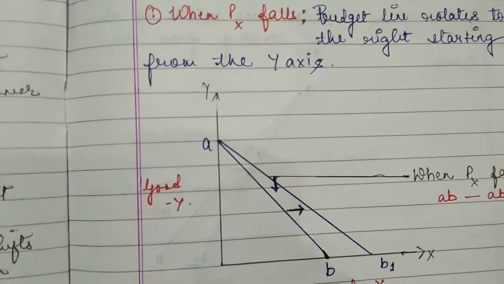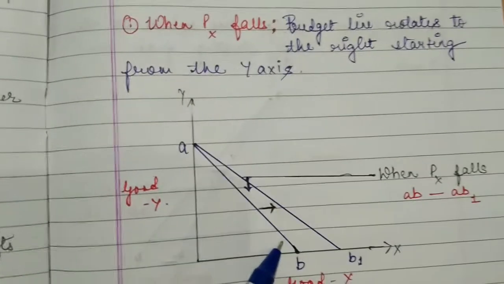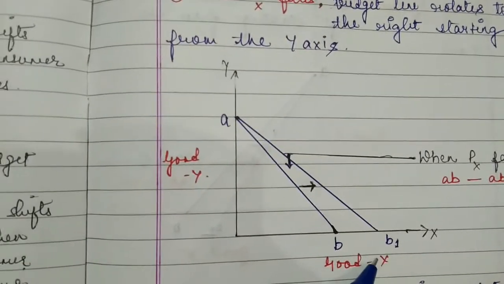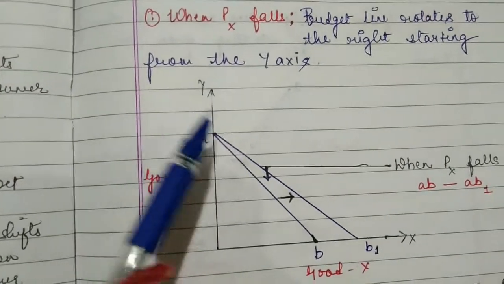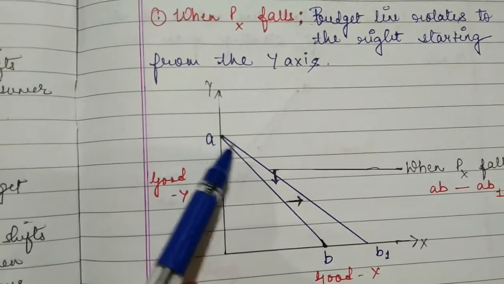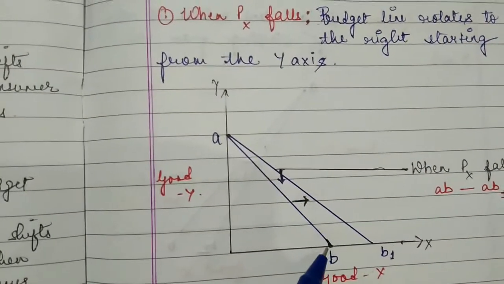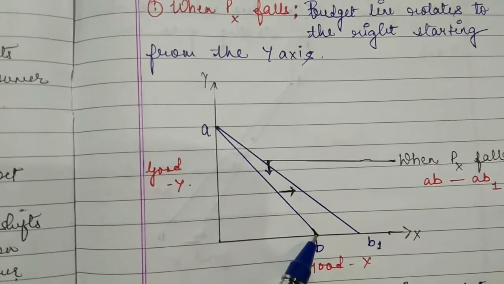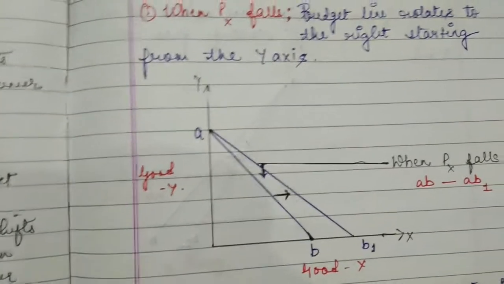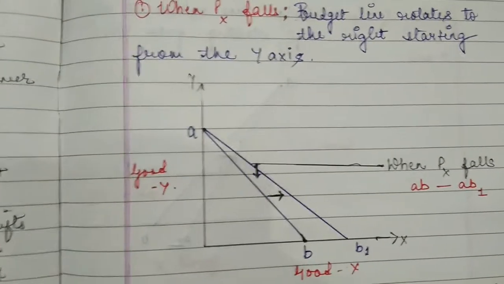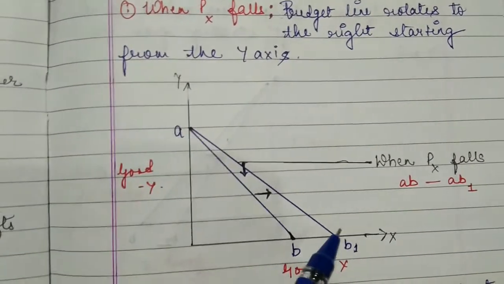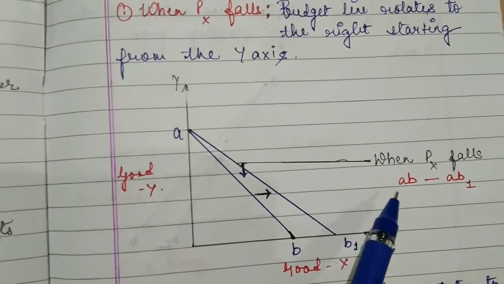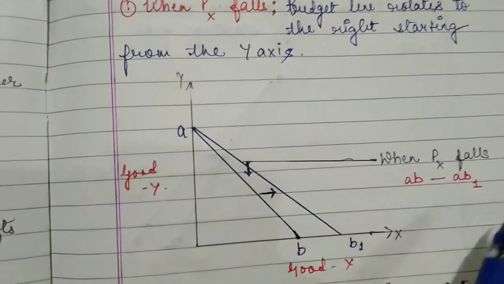A is the point, AB is the point. This was the slope of the budget line. As the price of good X falls, the budget line rotates to the right starting from the Y axis. Suppose the price was 10, the limit was AB, and when the price falls from 10 to 8, the capacity of purchasing good X increases. That is why it rotates from AB to AB1. So when PX falls, AB rotates to the right, from AB to AB1.